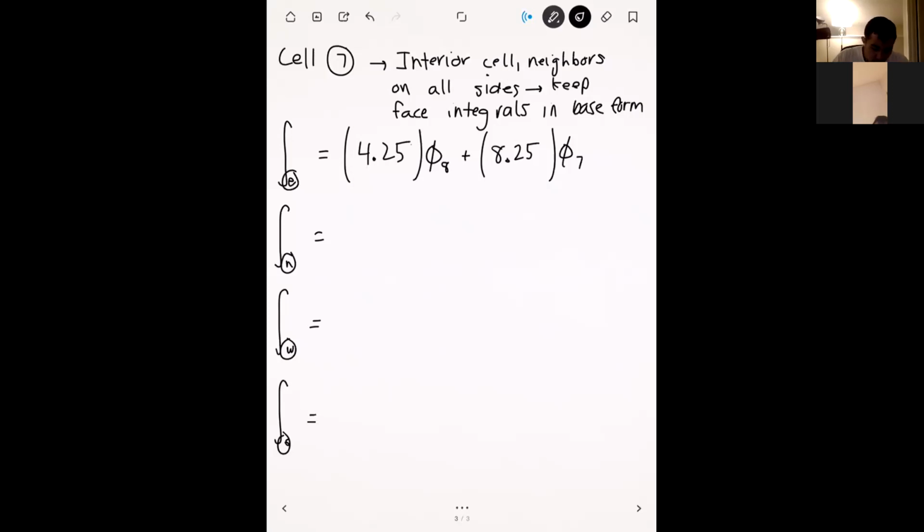Now let's do the north integral. The expression for that is (v delta divided by 2 minus k) phi north. The north neighbor for cell 7 is cell 11. Plus, same thing here, (v delta divided by 2 plus k) phi 7. Let's plug in the numbers. We have 5 times 0.25 divided by 2 minus 2. And so for this, we have minus 1.375.